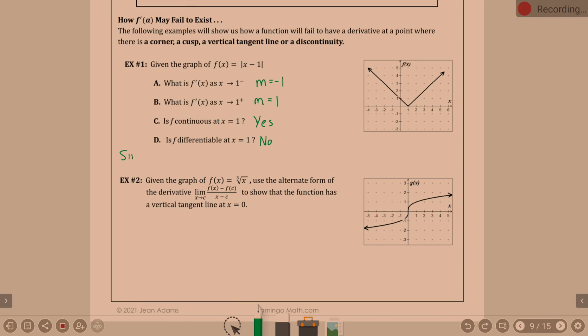How I have it written in official notation is: since the limit as x approaches 1 from the left of f prime of x does not equal the limit as x approaches 1 from the right of f prime of x. Okay, that's our reasoning there. There is no derivative.